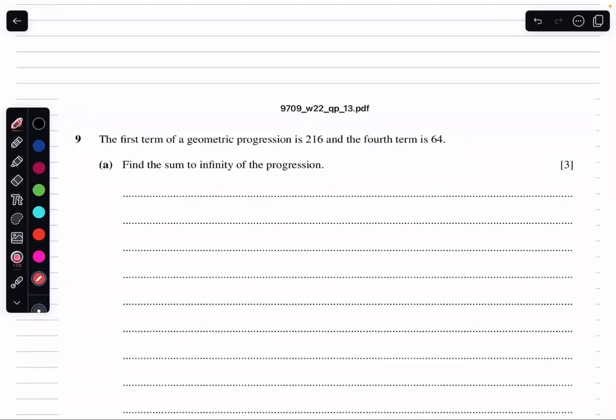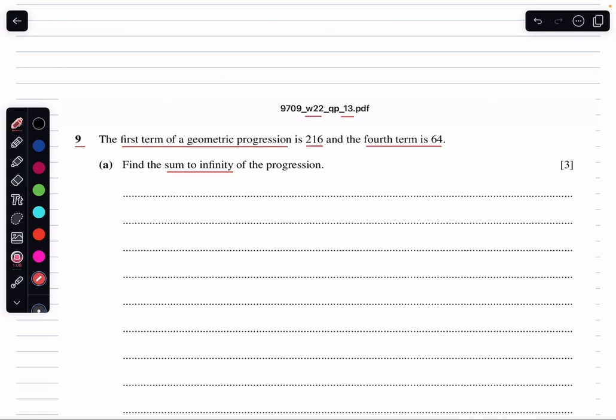The next question is from winter year 2022, variant 3, paper 1, question number 9. The question says that the first term of a geometric progression is 216 and the fourth term is 64. So we need to find the sum to infinity of the progression.